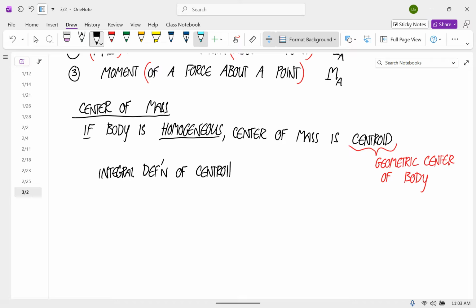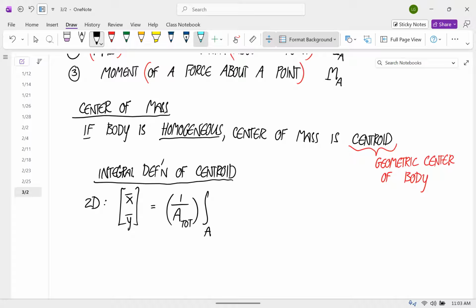And we have separate ones for 2D and 3D. In 2D, x bar, y bar, the coordinates of the centroid in your coordinate system, is equal to 1 over the total area of the body times the integral over the area of x, y, dA. And these are the coordinates of the centroid of the infinitesimal area dA.